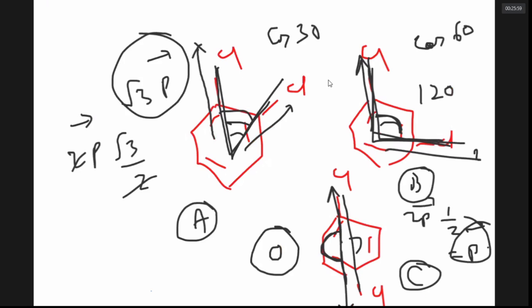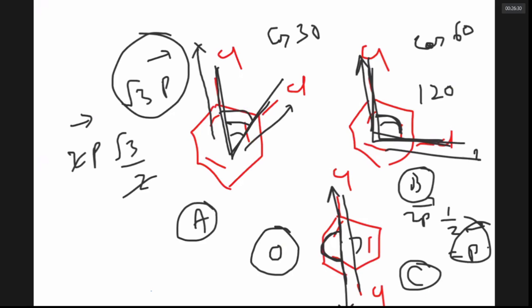What is your conclusion? More dipole moment is possible if the bond angle is least. Yes or no? The lesser the bond angle, the greater the dipole moment. Yes or no? That's it. That's the conclusion.